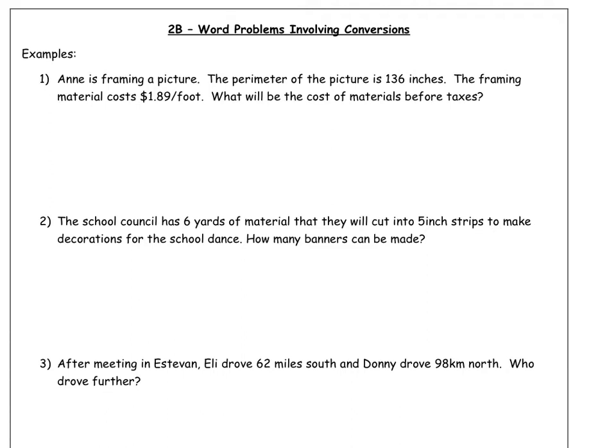It says, Anne is framing a picture. The perimeter is 136 inches. So, okay, first of all, as soon as I see this, I'm a picture person. I don't mean like framing a picture, but I mean like a visual helps me. So I have a picture. I think we all know pictures look like that. The perimeter, so the distance all the way around the outside, is 136 inches. The framing material costs $1.89 a foot. What will be the cost before taxes?